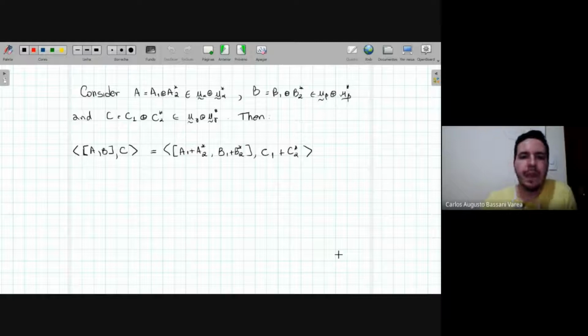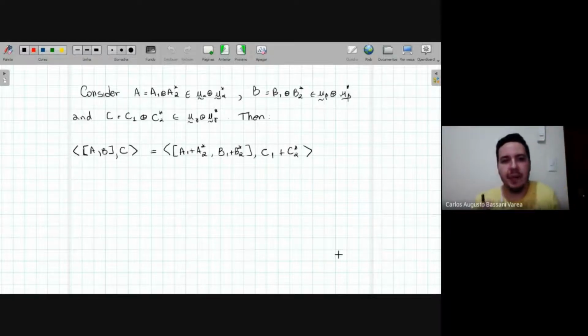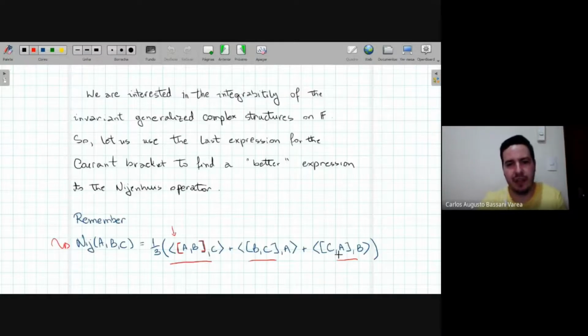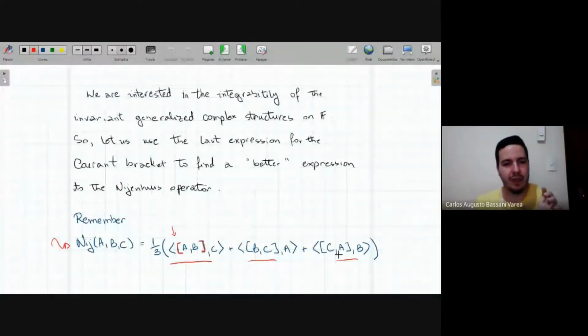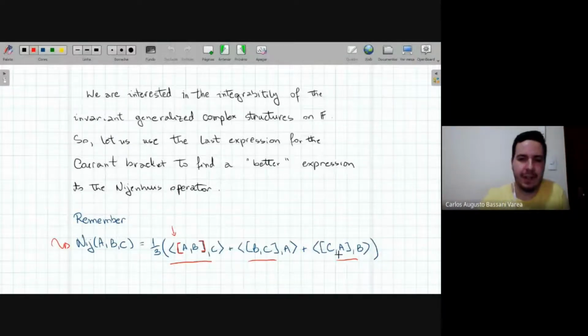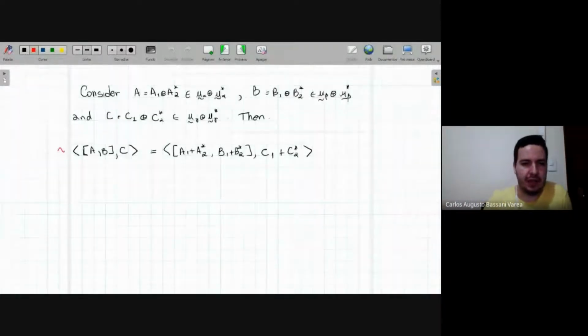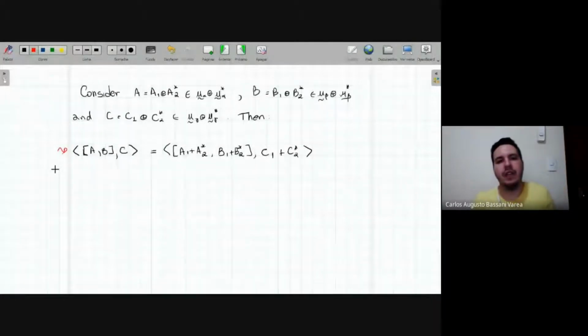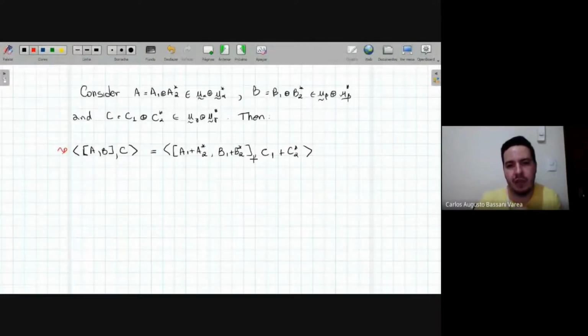So consider elements A, B, and C, each one in the root space plus its dual. So A in U alpha plus U alpha star, B in U beta plus U beta star, and C in U gamma star. So the first part on the right-hand side of the Nijenhuis operator is the bilinear form of the bracket of A, B with C, which is this part here. Okay, so we have this expression here.